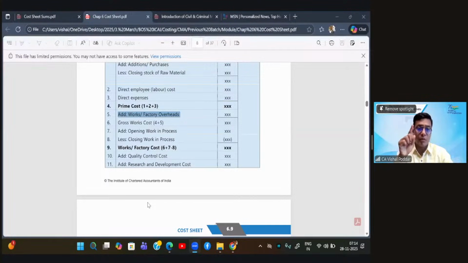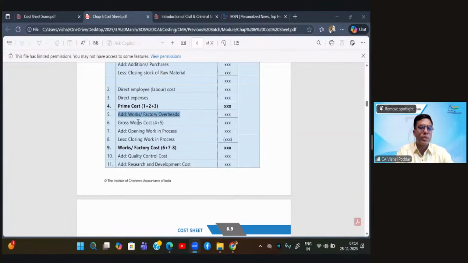However, that is already covered in prime cost. So other than your direct cost, all expenses related to production manufacturing is covered here in the factory overheads. Now there are parallel terminologies used. We call it factory overheads, manufacturing overheads, production overheads, or works overheads. So these are the parallel terms used for this.